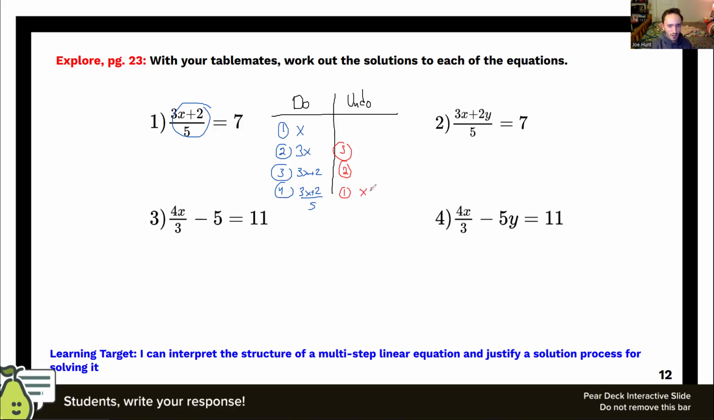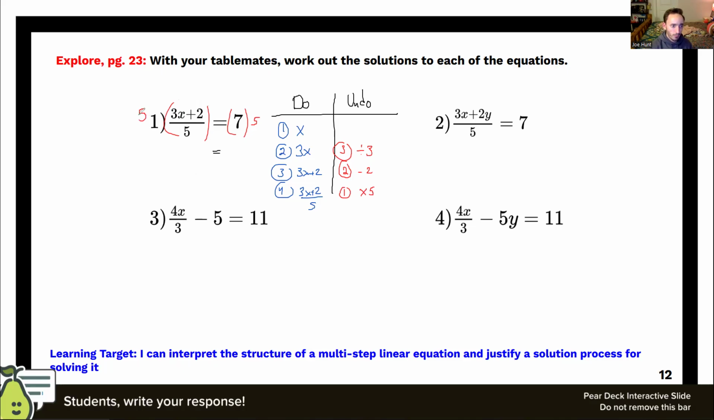Now, in step 4, I divided by 5. That means in step 1, I probably need to multiply everything by 5 to undo that. In step 3 of the do column, I added 2, so in the undo column, I need to undo that and subtract 2. In step 2 of the do column, I multiplied by 3. That means in step 3 of the undo column, I'm going to need to do its opposite and divide everything by 3. That gives me a sequence of steps to follow, so that when I do it to both sides of the equation, I'm going to be able to find a solution and then verify it from there if necessary.